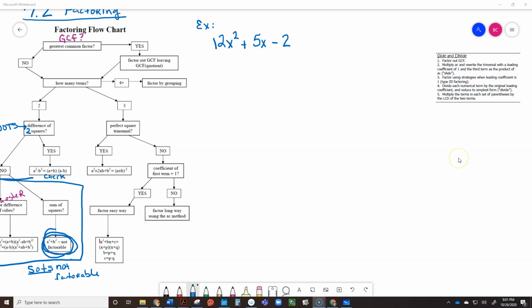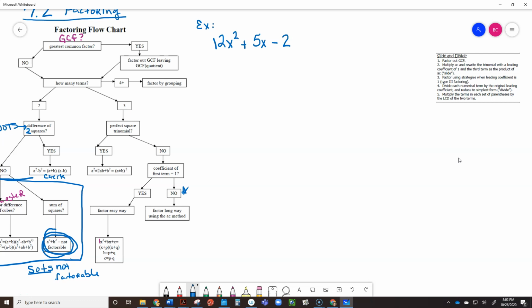All right, this is the divide and slide method. Okay, we're in the same place on the factor chart that we were a while ago. We've already checked for a GCF. We determined it has 3 terms. It is not a perfect square trinomial. Its leading coefficient is not 1, so that means we're going to have to do what he calls the long way. I call it the AC method, but this is the divide and the slide.